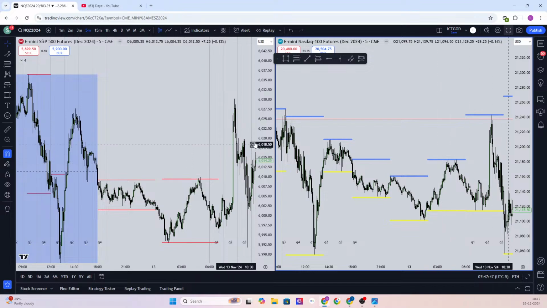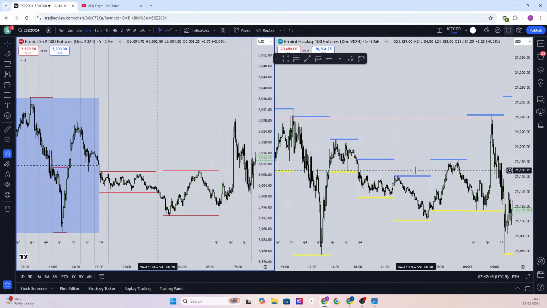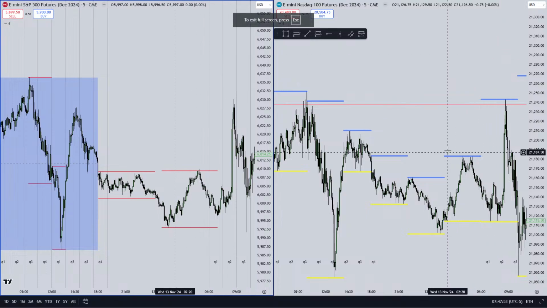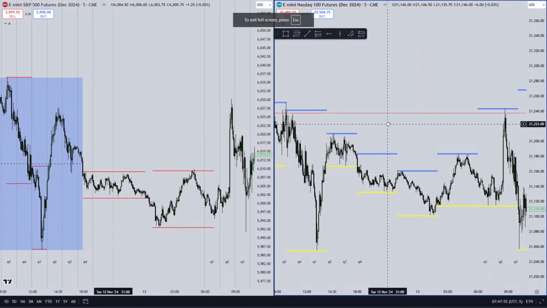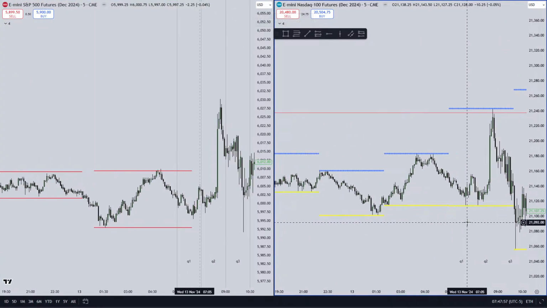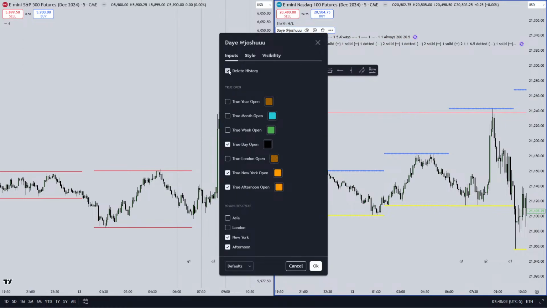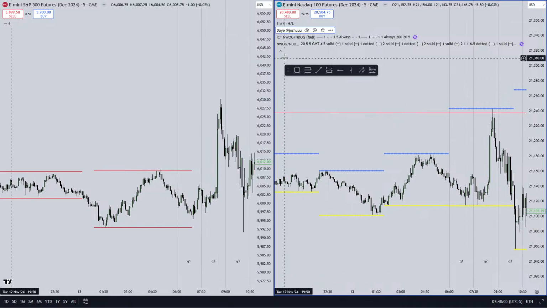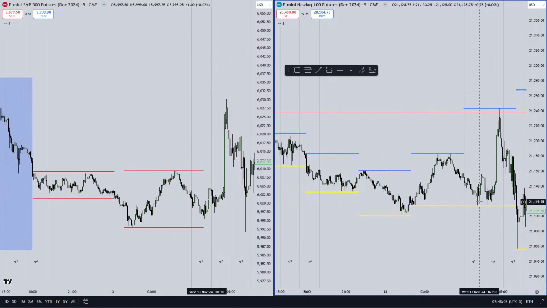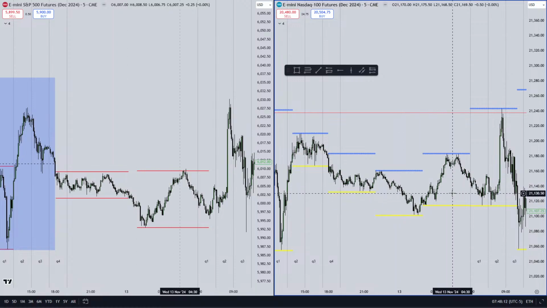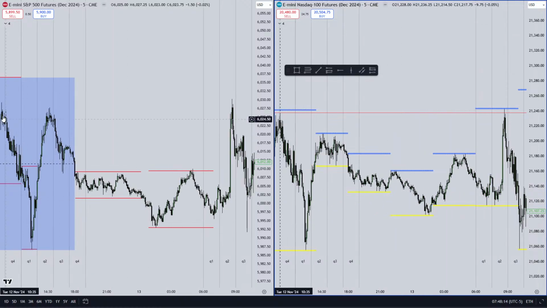If you can see with the 4 hour, I'll just keep it on the 4 hour. What's the 4 hour indicator on the NQ? If you can see, we had the same accumulation in NQ and accumulation in London as well, same as ES.